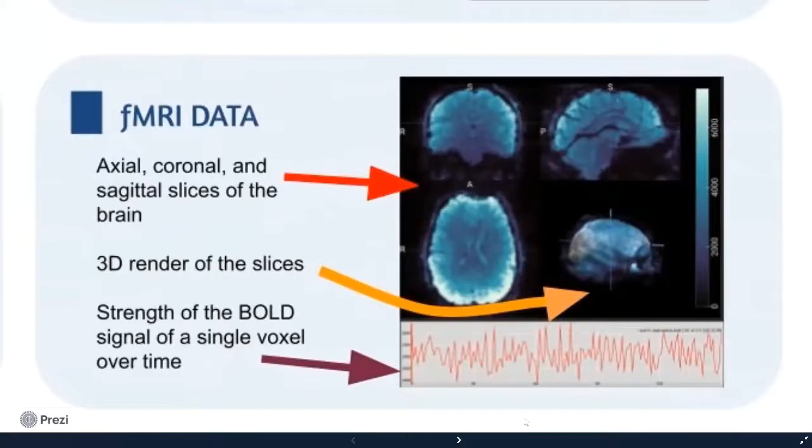This is a visualization of one of the fMRI data from one of our subjects' runs. Here you can see slices of the brain as well as a 3D rendering. The brighter regions are areas with stronger BOLD signals, which means that there's more blood flowing to those regions and thus greater activity. Down below is a graph of the strength of a BOLD signal of a single pixel over time, which in this case is how active that portion of the brain was over the course of a piece of music.